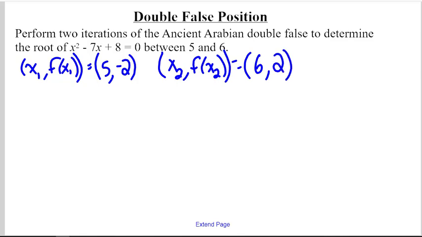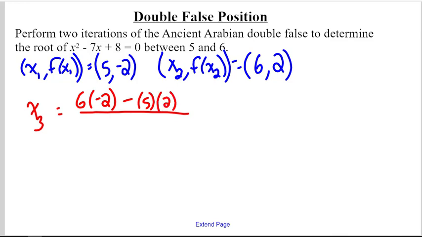Now I can use my double false position formula to find a better approximation of my x. So if I say that my new x is going to equal my second x value times my first y value minus my first x value times my second y value all over my first y value minus my second y value. And if I simplify this, I will get 11 halves.